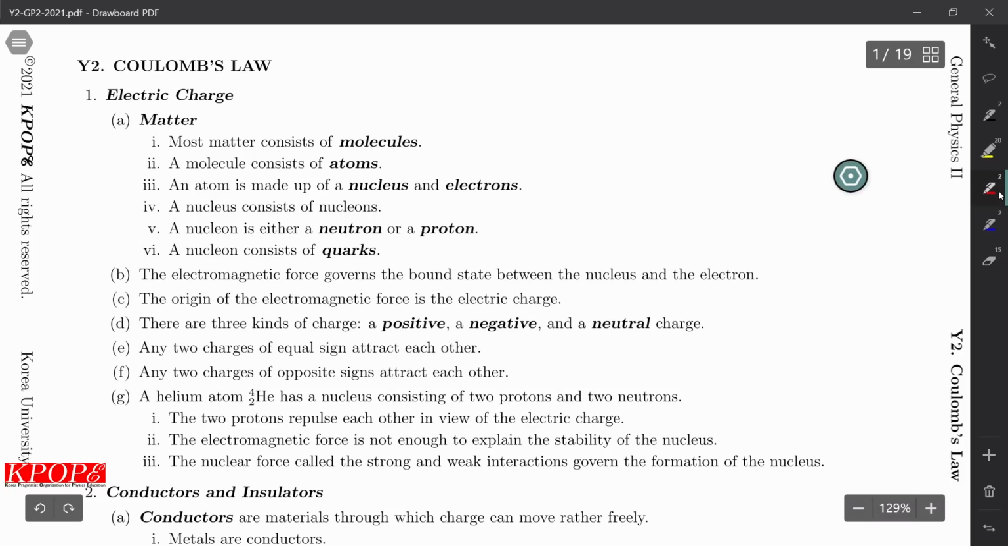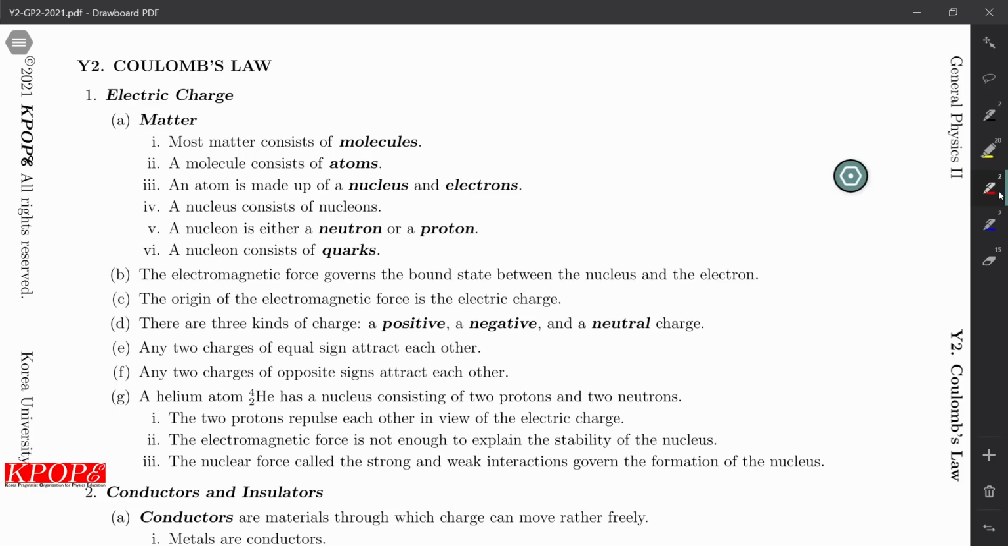Today, we study Coulomb's law. We first consider the electric charge. Any matter is composed of molecules. Sure, there exists a matter which does not consist of molecules, but in most cases, molecules.